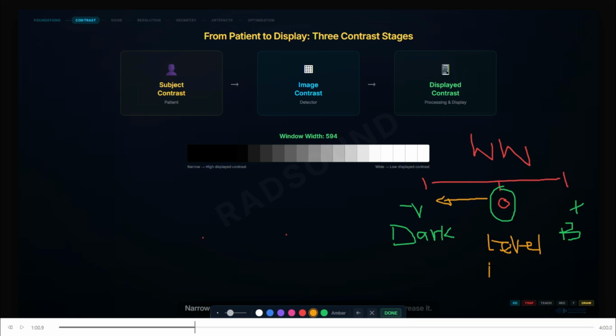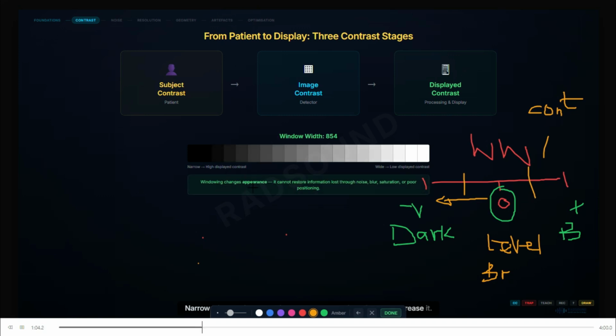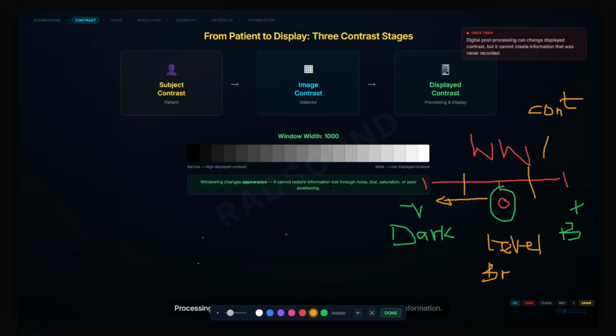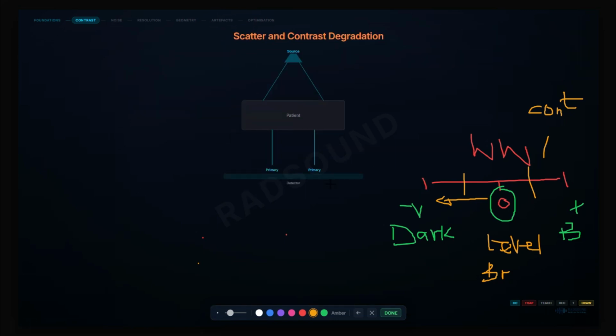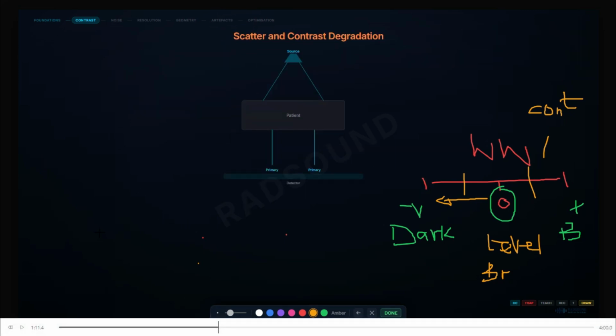So window level shows brightness. Window width shows contrast. Window width is displaying different types of contrast. So the narrower the window width, the better the contrast, and vice versa. So windowing changes appearance. You cannot recover information lost through noise or blurring, because you cannot change anything that you haven't captured in the first place.